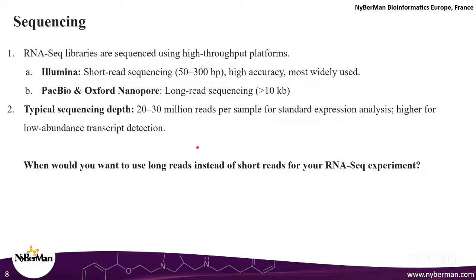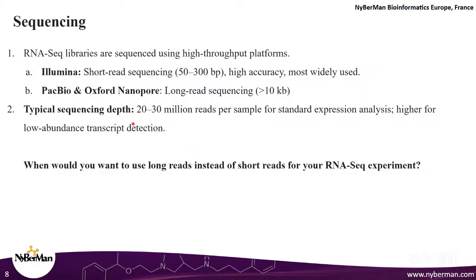And as I said, the typical sequencing depth, or the total number of reads per sample that you would want from each sample, is about 20 to 30 million reads per sample for any standard RNA-seq experiment wherein you are supposed to do expression analysis, or figure out differentially expressed genes. Okay, so again, these are ballpark numbers.